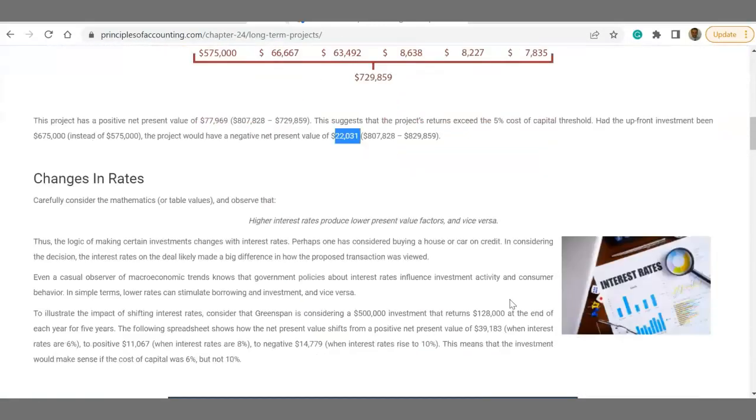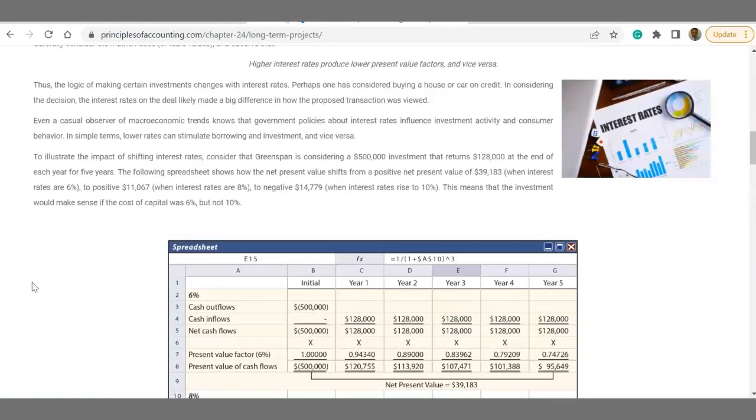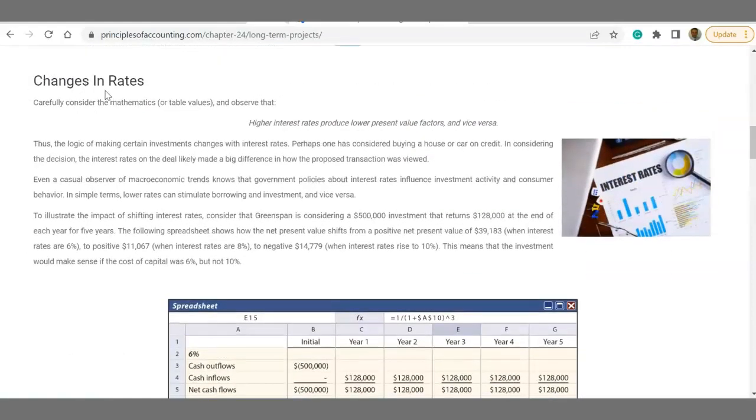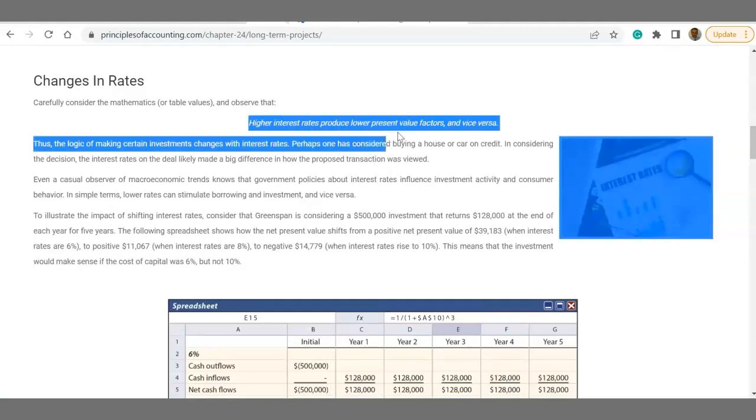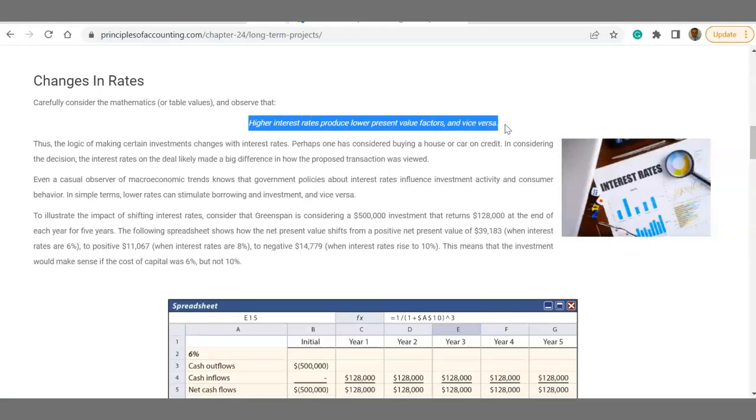Okay, so let's keep going. Changes in rates. If the I is changing, the interest rate, then you have to use your calculation again. So let's read this, see what's going on. Carefully consider the mathematics, and yes, a higher interest rate will produce a lower present value factor, and vice versa.